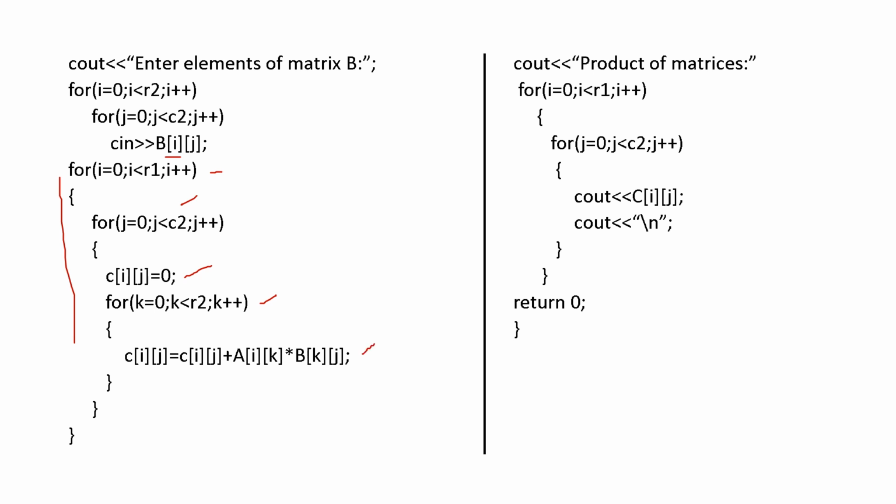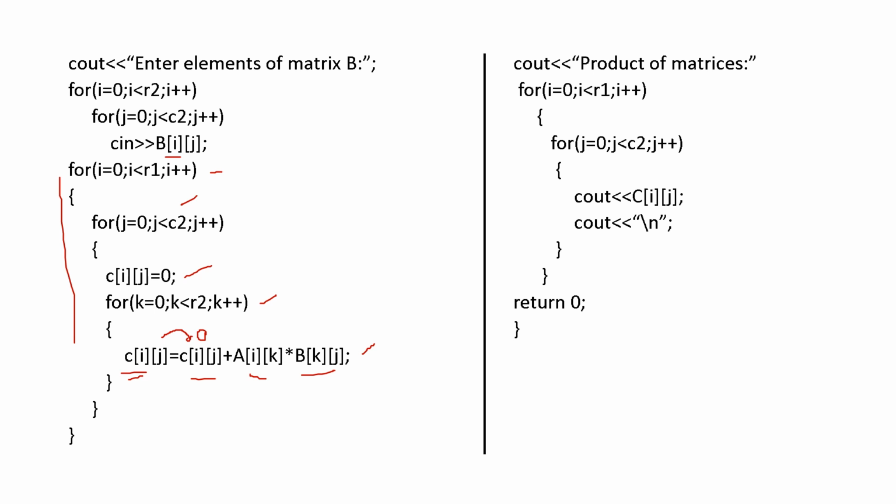This is the statement which does multiplication. C of ij is equal to C of ij plus A of ik into B of kj. Basically the value of C of ij is initially 0, and after that the resultant value of C of ij will be substituted for further calculations.